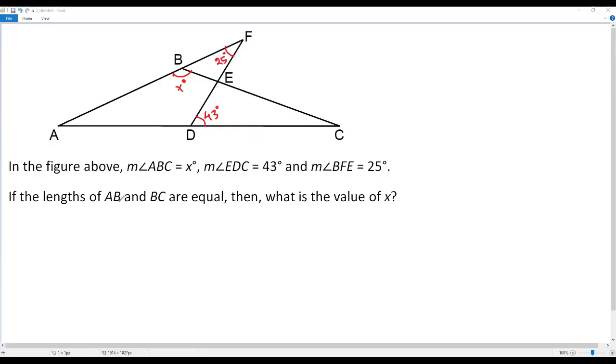There is also the information that the lengths of the two line segments AB and BC are equal. So AB is over here and BC is over here, and the lengths of AB and BC are equal.